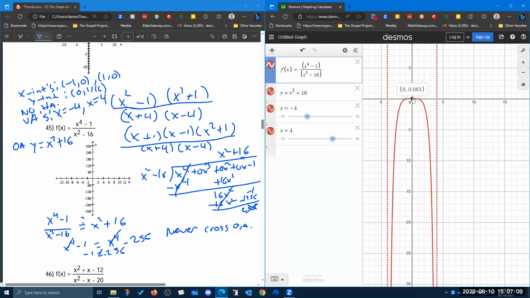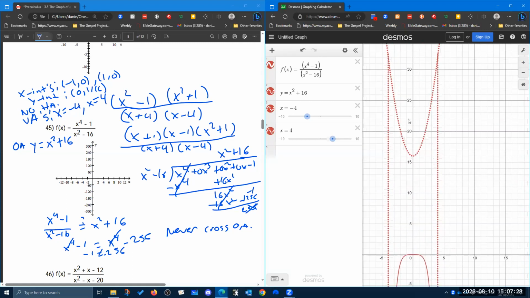Don't forget that you want to find your x-intercepts and your extreme value. It looks like it's 0, 0, but it's not. It's really close to that. So make sure that you use your calculator to get that maximum is just a little bit above the x-axis there.